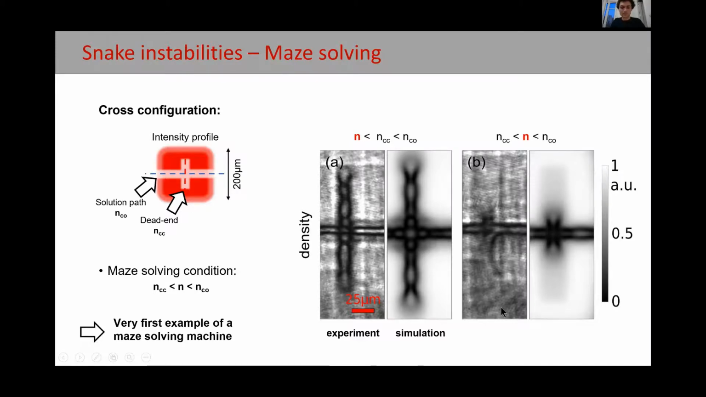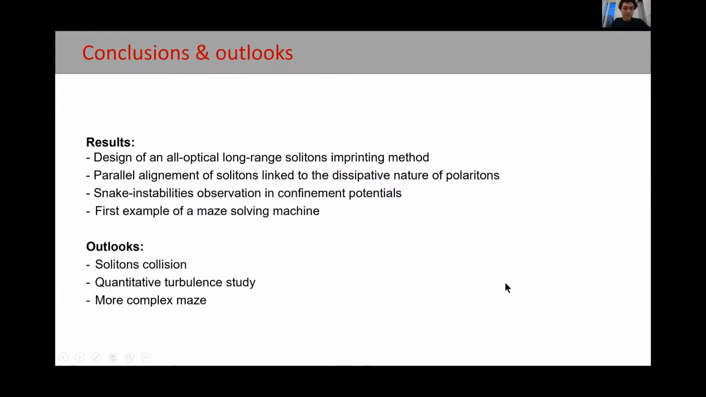Okay. So to conclude, I have shown you in this talk the design of a non-optical long-range solitons imprinting method, with which we study the free propagation of dark solitons at macroscopic scales. We have revealed in this study the parallel alignment of these soliton pairs linked to the dissipative nature of polaritons. Then I have shown you that by digging a containment potential in the fluid, we can study the snake instabilities. And then I have presented to you a very first experimental realization of an analog maze in the polariton fluid.